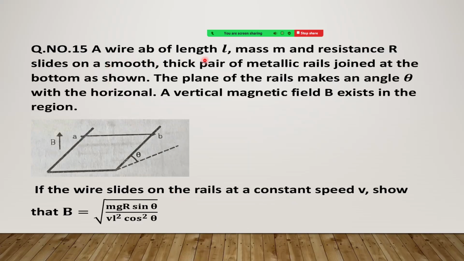A wire AB of length L, mass M, and resistance R slides on a smooth, thick pair of metallic rails joined at the bottom as shown. The plane of the rails makes an angle theta with the horizontal. A vertical magnetic field B exists in the region. If the wire slides on the rails at a constant speed V, show that B is equal to the expression we will derive. Okay, this is what we have to do.